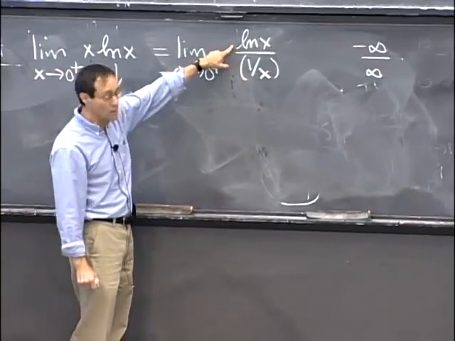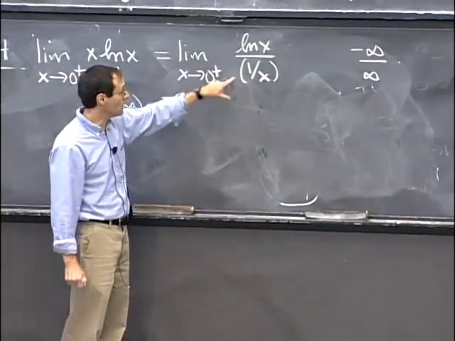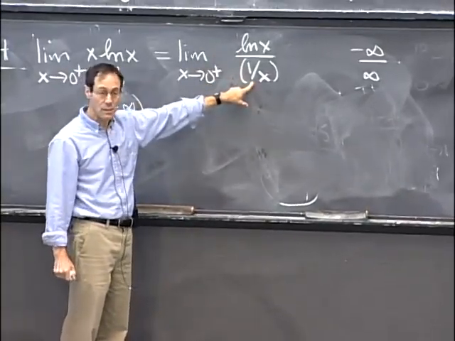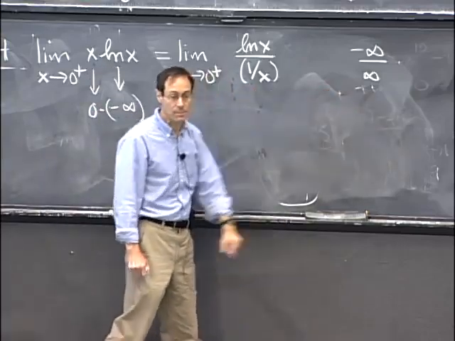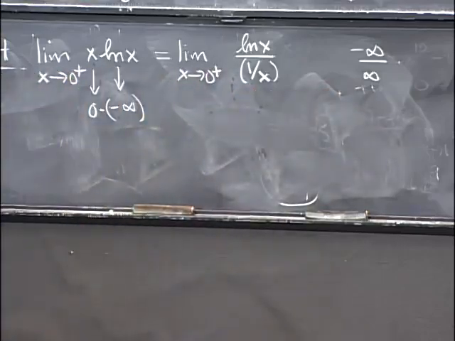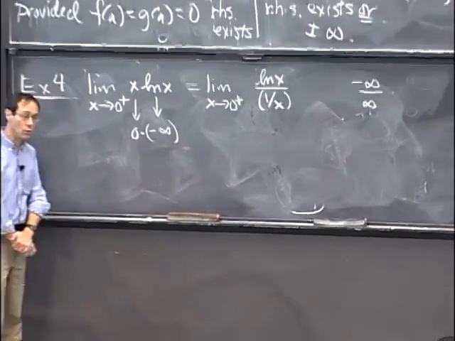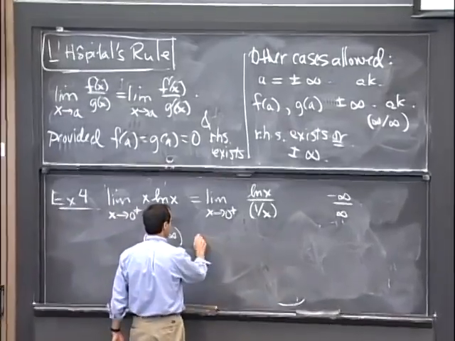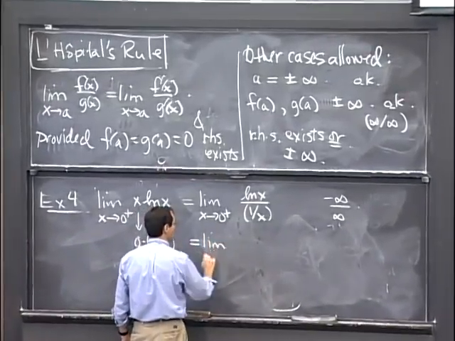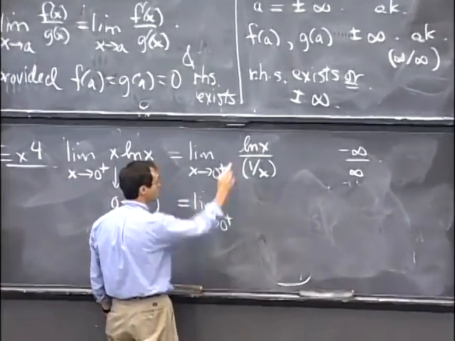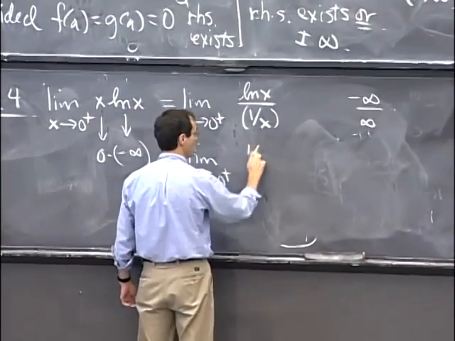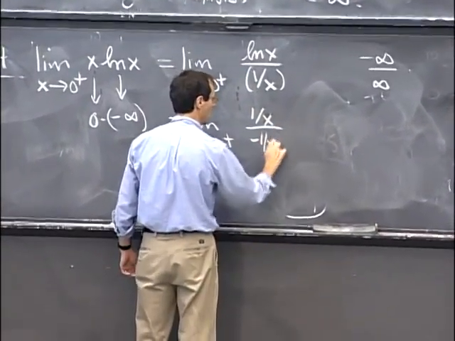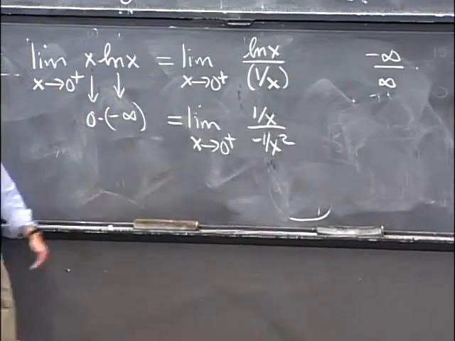Because the numerator is going to minus infinity as x goes to 0 plus, and the denominator, 1 over x, is going to plus infinity. So again, there's a competition, but now it's one of the forms to which L'Hopital's rule applies. And now I'm just going to apply L'Hopital's rule. And what it says is that I differentiate here. So I just differentiated numerator and denominator.